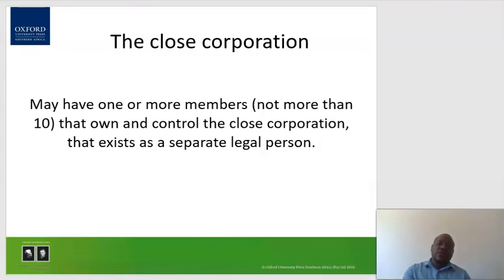Then there are also close corporations. These ones you can no longer register new close corporations in South Africa, but they may have one or more members, but it's capped at 10. So you cannot have more than 10 members that can own and control the close corporation. It exists as a separate legal person.